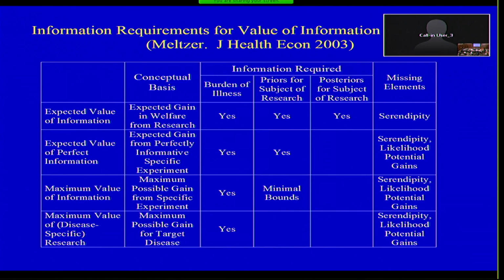Because of those high information requirements, one thing that many people have done is look for ways to at least bound that value of information calculation with less information. So one of the most commonly used concepts in value of information analysis is the expected value of perfect information. And in this case, you still need information on the burden of illness and priors, how likely various true states of the world are. But you don't need information on the actual state of the world because you're assuming that you get the true, complete information about the true state of the world by your study. So it's a perfect study.